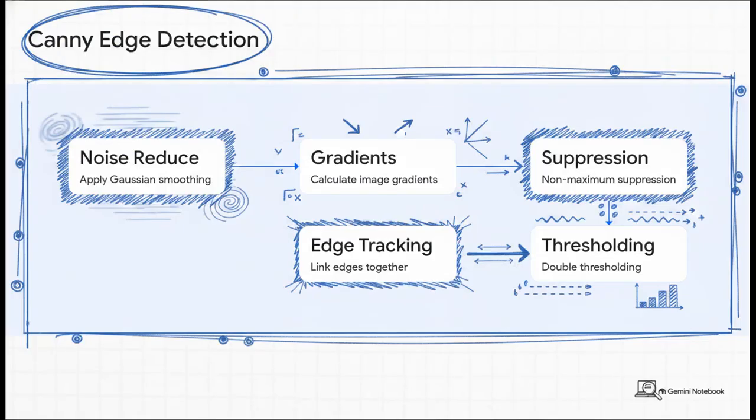Speaking of edge detection, let's look at the Canny edge detection workflow. Canny doesn't just magically find lines. It's actually a multi-stage logic puzzle. First up, we apply noise reduction, usually that Gaussian smoothing we literally just talked about. Then we calculate the gradients, apply non-maximum suppression to thin out the edges, use double thresholding to pick out the strong and weak edges, and finally, we track those edges to link them all together.